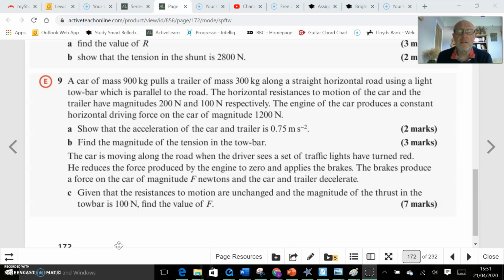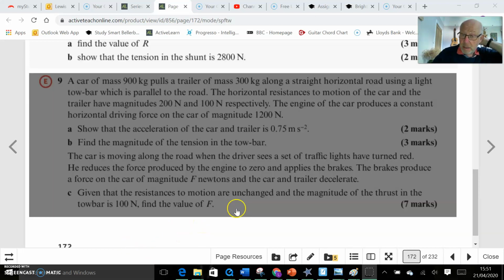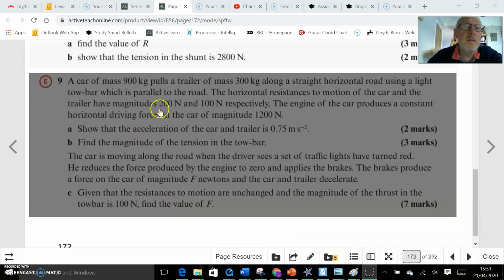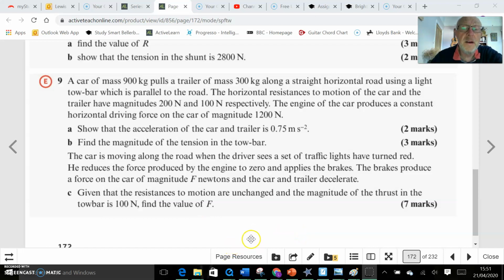We've got to show that the acceleration of the car and the trailer is 0.75 meters per second squared, and find the magnitude of the tension in the tow bar. I think those two are fairly straightforward, so I'll go through those quickly. And it is part C, I think, that's causing the most problems, which we'll get to. So let's go and do parts A and B of number 9 first of all.